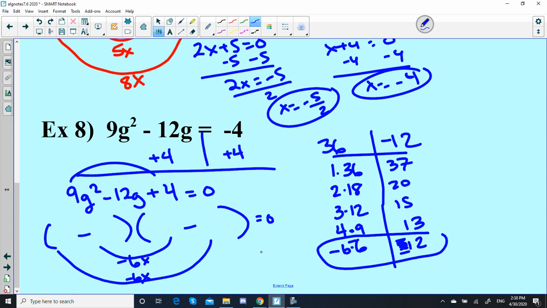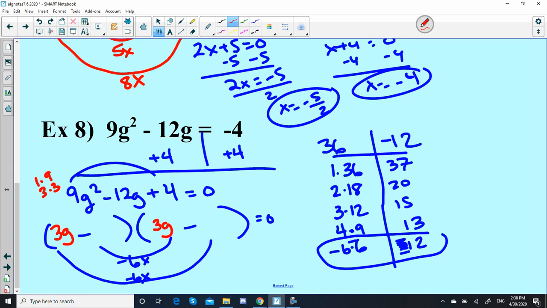All right, so 9. Let's start with 9. So we've got 1 times 9 and 3 times 3 to choose from. They both have to be 6. I don't know 9 times anything that gives me 6. But I'm thinking 3g and 3g. That equals 9g squared.